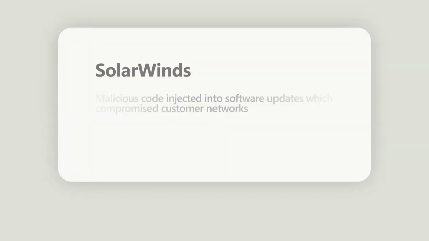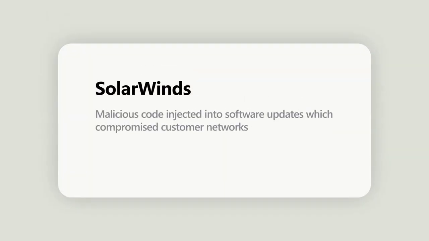Other attacks may target networks that then reach connected users. SolarWinds, a prominent IT management firm, fell victim to a sophisticated attack in 2020 where adversaries compromised its build servers to inject malicious code into software updates, compromising numerous customer networks.